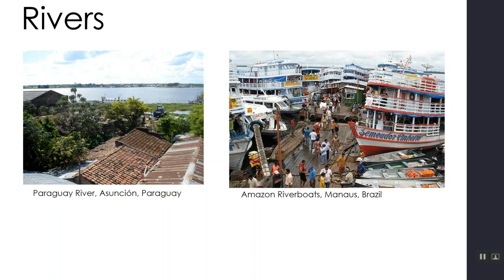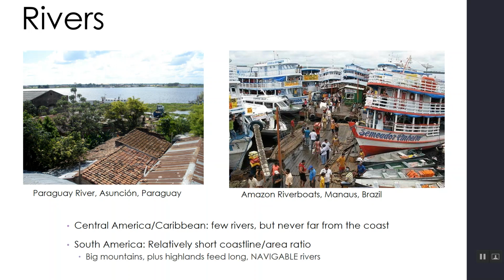And the rivers are pretty important. In Central America and the Caribbean, there are a few rivers, but you're never very far from the coast, so it doesn't really matter with concerns for shipping. In South America, you have a relatively short coastline and a big area, much like Africa, but because of these big mountains, unlike sub-Saharan Africa, you get very long navigable rivers. There's a picture of the Paraguay River in Asunción, Paraguay, which is a landlocked country. But despite the fact that it is landlocked, you have this inland port.